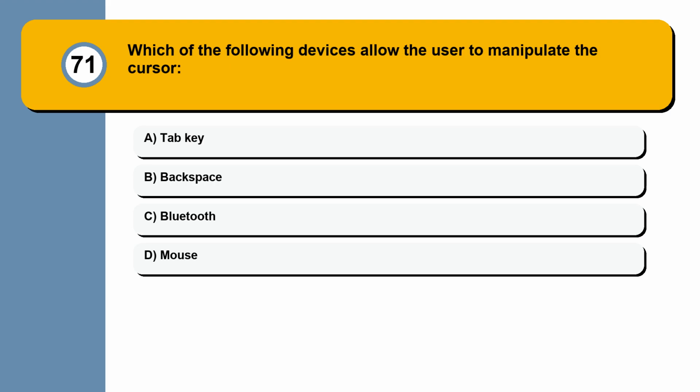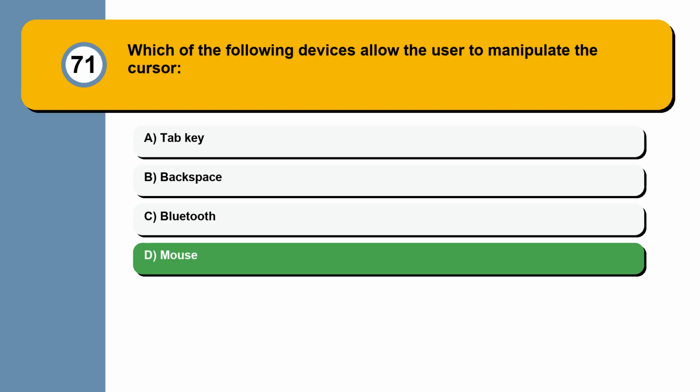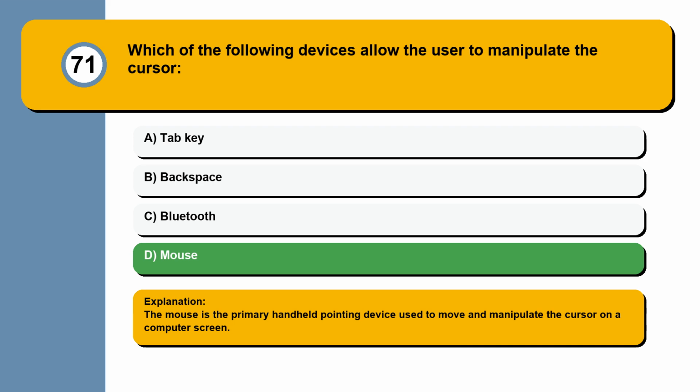Question 71. Which of the following devices allow the user to manipulate the cursor? Here are your options. Option A, tab key. Option B, backspace. Option C, Bluetooth. Option D, mouse. The correct answer is option D, mouse. Explanation. The mouse is the primary handheld pointing device used to move and manipulate the cursor on a computer screen.